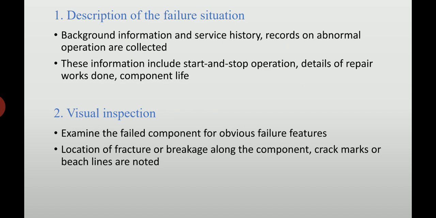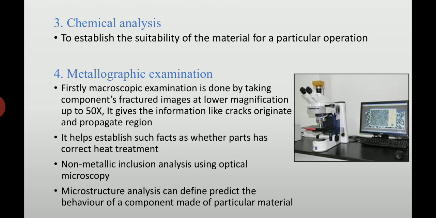Description of the failure situation is to describe the failure situation by service history, records and operations which are abnormal. This information is taken for the analysis. Visual inspection. This is nothing but an eye contact inspection which we can see physically. Examine the failed component for obvious failure features. We can locate the fracture breakage along the component. Crack marks and breach lines are noted. Chemical analysis is established to check whether the material was suitable for that particular operation.